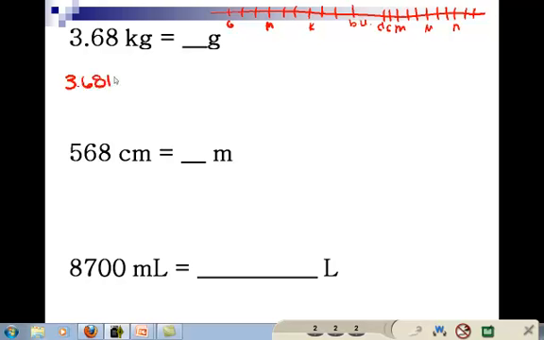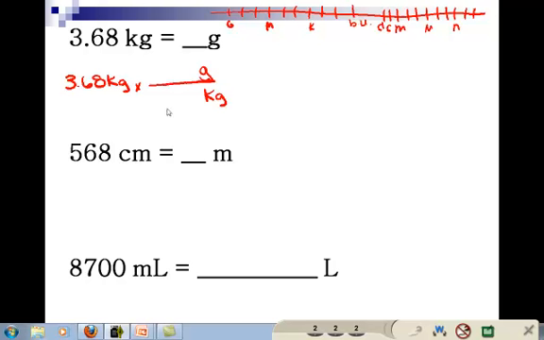3.68 kilograms times something to get rid of kilograms and get grams. So my grams goes on top, and my kilograms go on the bottom, because if I multiply kilograms numerator by kilograms denominator, they cancel each other out, don't they? Now, what do I put in front of these?